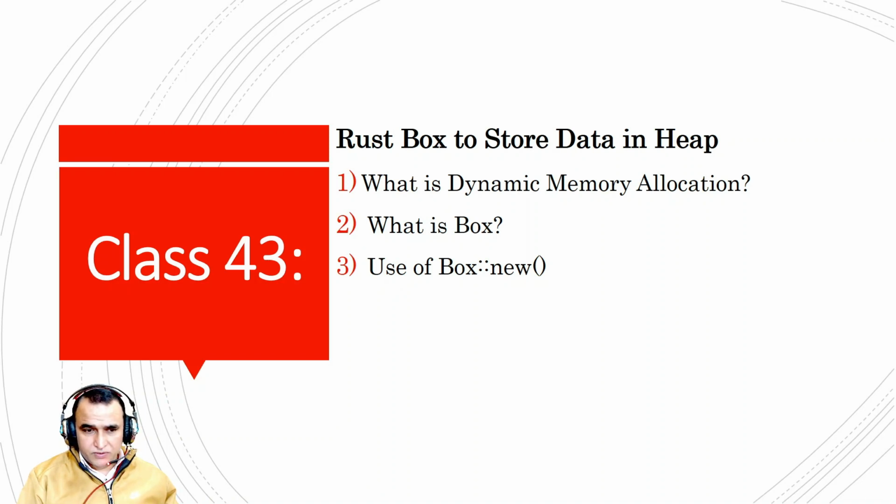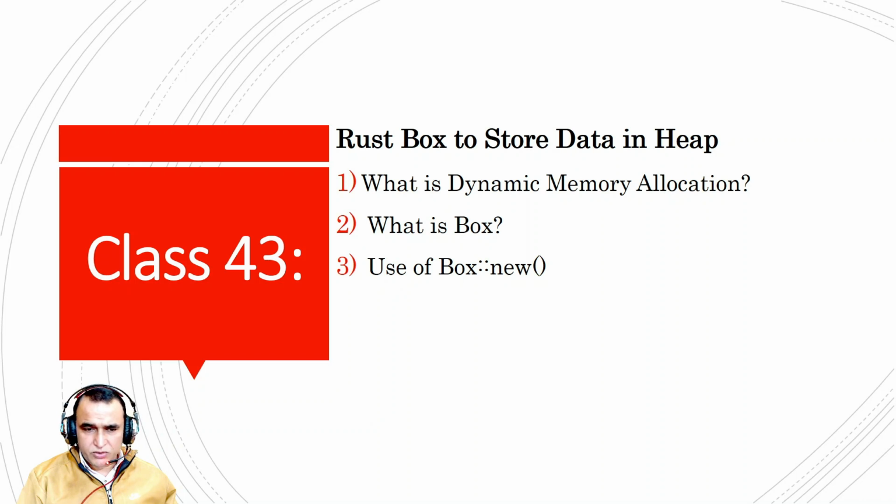But if at compile time the compiler doesn't know how much memory is required, or it is not possible to provide memory in a stack, then we use a mechanism to allocate memory at runtime. That means when your program is executing, during that time we need to allocate memory for a particular variable. That concept is called dynamic memory allocation. We implement this concept in the Rust programming language by using a smart pointer like Box.